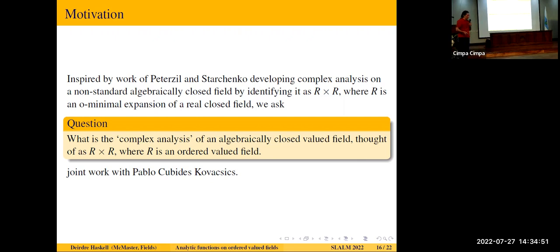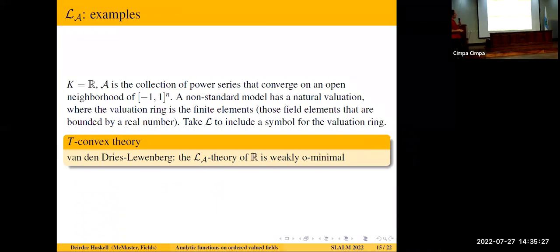And what I was thinking about with this problem is, well, what could we do that is analogous to understand the complex analysis of an algebraically closed value field? So put the valuation on there, and think of our algebraically closed value field as being R cross R, where R is a real closed value field, and say, okay, so what is the complex analysis? Now, you might say, well, okay, we've already done that. We've got this L sub A theory of R, it's weakly O-minimal, use the weak O-minimality, and then understand the behavior of the analytic functions on R cross R, which is your algebraically closed field. But I don't think that's the right thing to be looking at. But anyway, that's what Peterson and Starchenko already did, so I didn't want to do that.